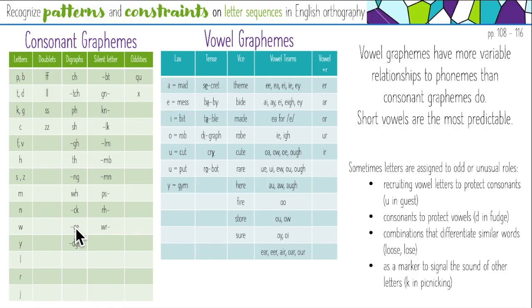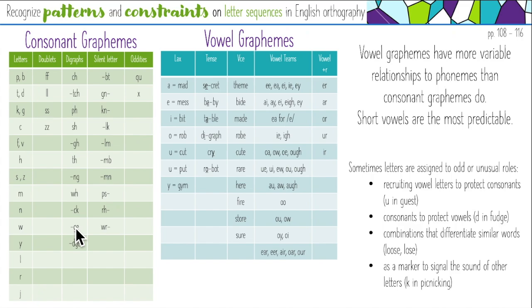That U was recruited to prevent it looking like GEST, which would be "gest." And we don't want that sound, so we recruited a letter U to be a protector for that consonant. You also have consonants that are recruited to protect vowels, such as in the word fudge.